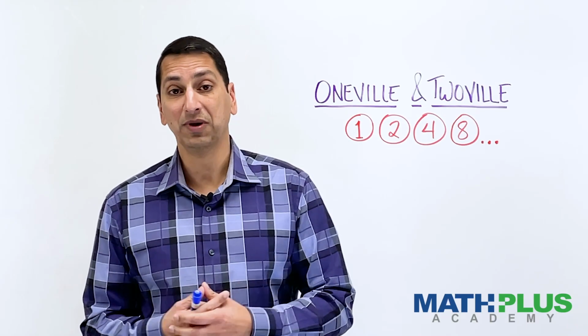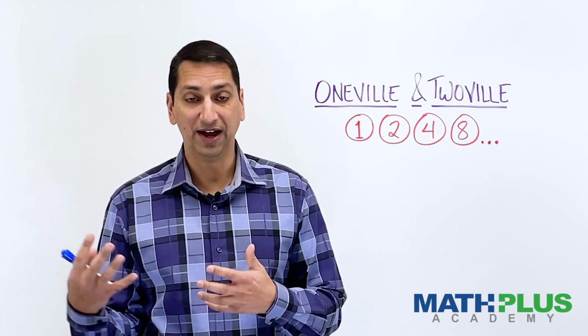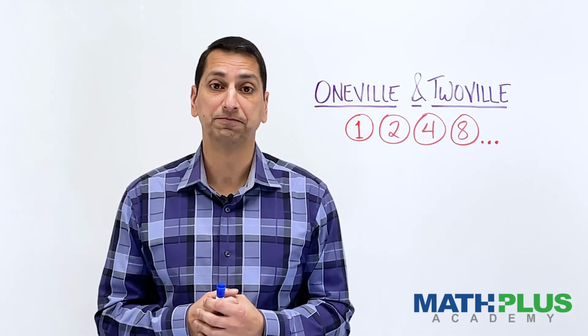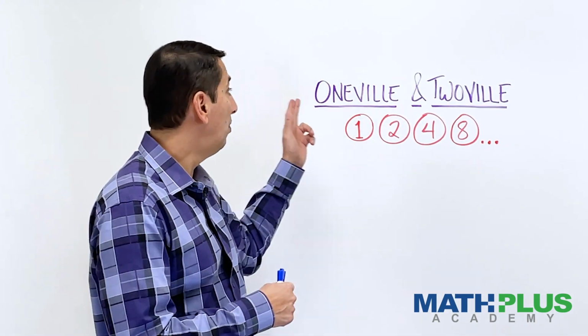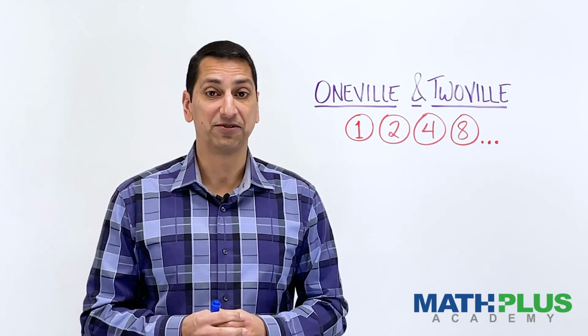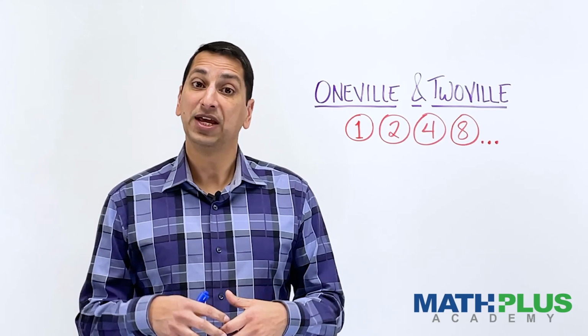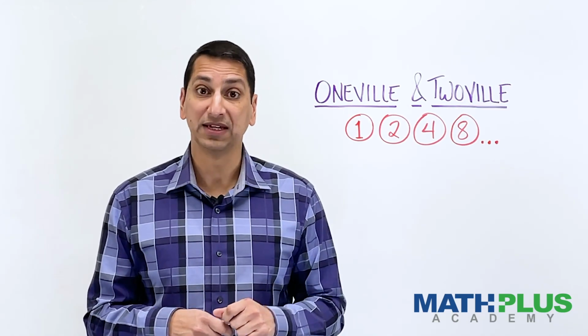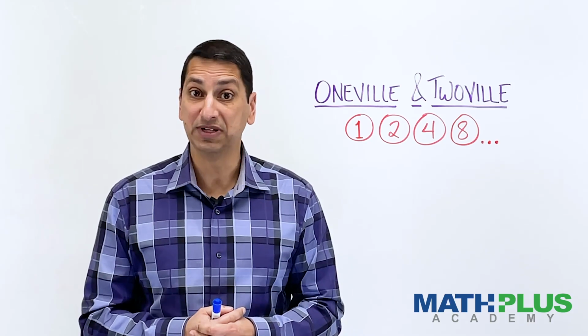So not like where you might live where they have 1s, 5s, 10s, and 25s or something. 1, 2, 4, 8, 16, and so on. And in the town of Oneville, they have a law that you can only pay for things with exact change, and you can only use one of each coin to make any value that you need to pay.